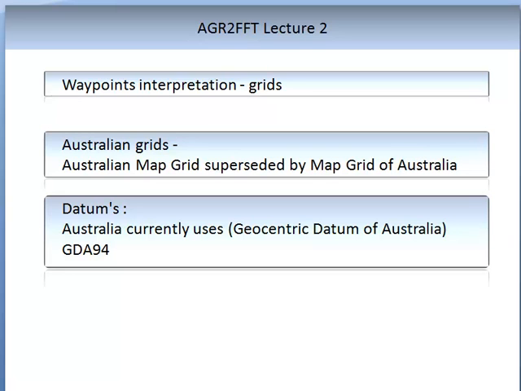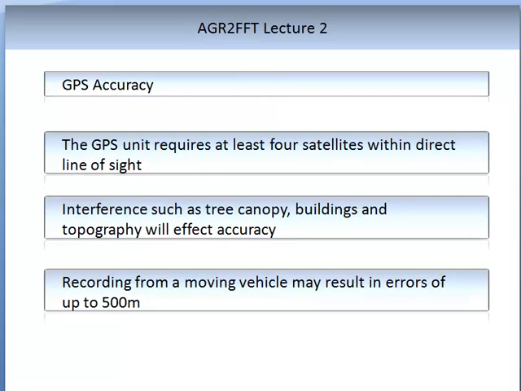With respect to datums, currently in Australia this is the Geocentric Datum of Australia, GDA 94. You need to make a note of these when you are using GPS units, as it's important that you map the correct grid and the correct datum. Otherwise, interpretation of your waypoints may not be correct. Now that you understand some of the inputs to get the GPS data, you will understand how this may drive accuracy. The GPS unit requires at least 4 satellites within direct line of sight.